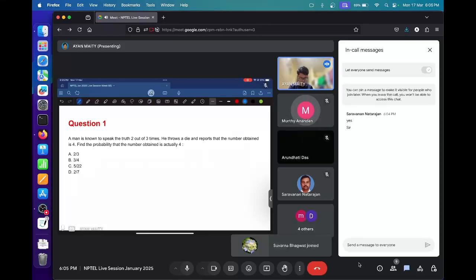A man is known to speak the truth 2 out of 3 times. He throws a die and reports that the number obtained is 4. Find the probability that the number obtained is actually 4. There are 4 options. So this is on Bayes' theorem.